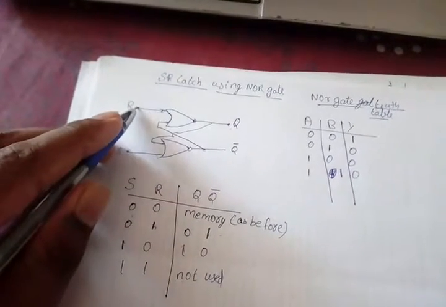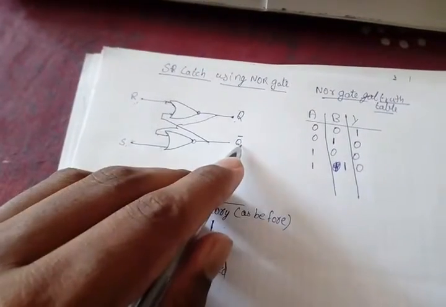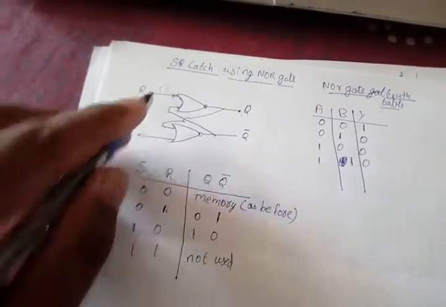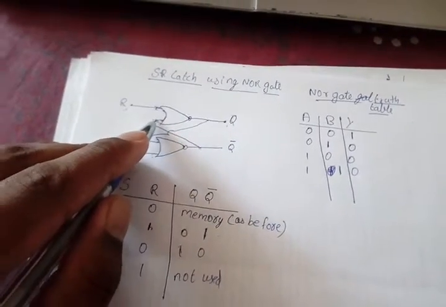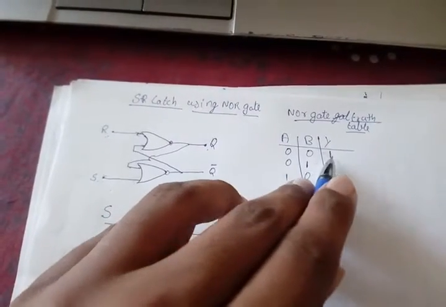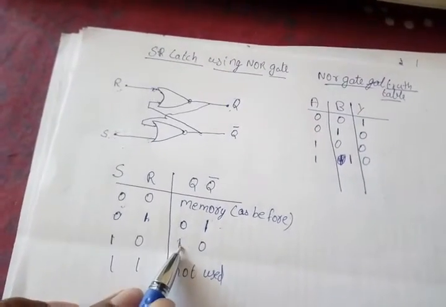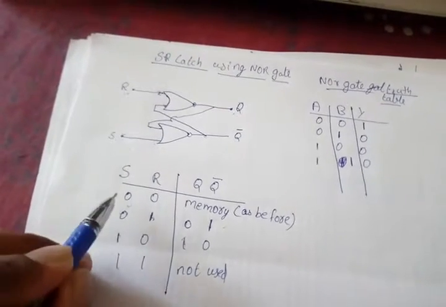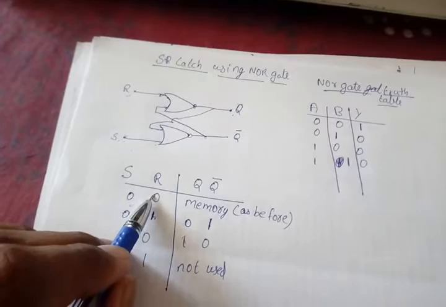Here R is 0 and Q bar we got is 0. So here it is 0 and here it is also 0. When both inputs are 0, the output will be 1. Thus Q will be 1. Thus Q is 1.